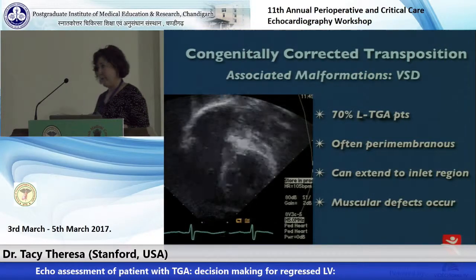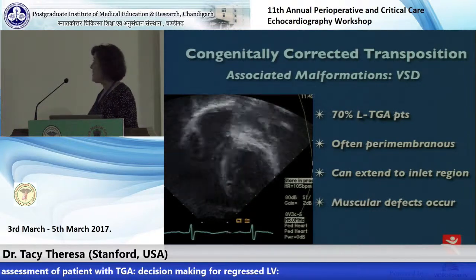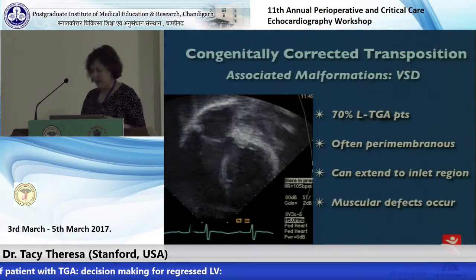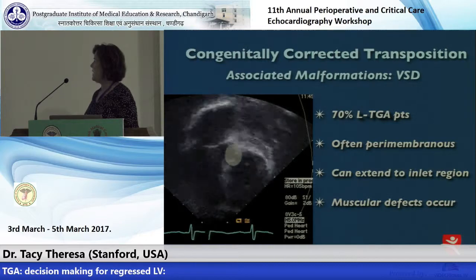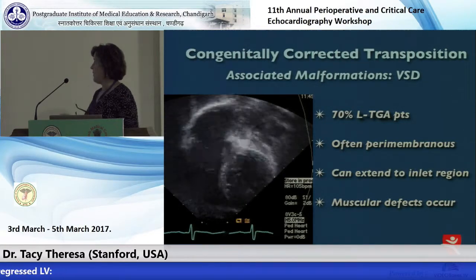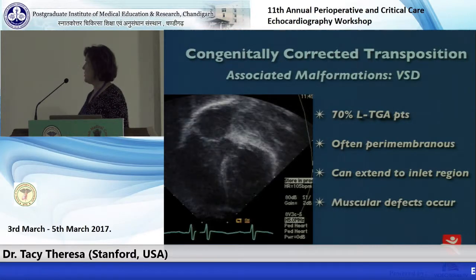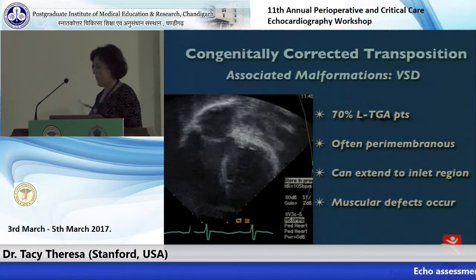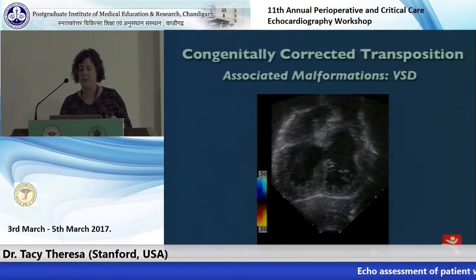What are associated malformations in the non-square diagram? Here we have about 70% of patients with LTGA have a VSD. Here we see this in what looks like the posterior membranous septum. They're often perimembranous or perimembranous to muscular. They can extend into the inlet region, and they can also have associated muscular defects as well.